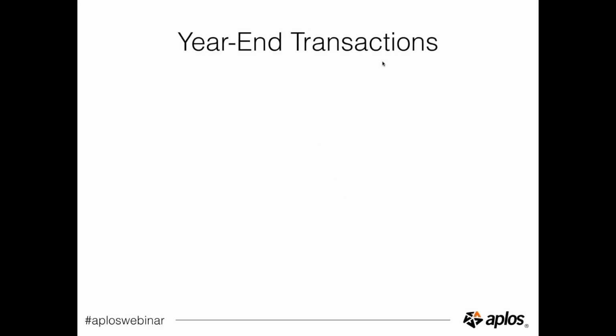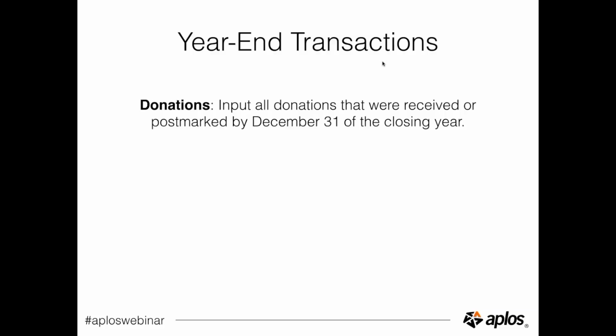All right, so year-end transactions. This is where the fun accounting stuff comes in. Donations: input all donations that were received or postmarked by December 31st of the closing year. Most likely you're doing this through the end of the year, but also in January. You have until January 31st to issue the contribution statements, so you've got a little window of time to catch up from the closing of the year. But anything postmarked or given to you before December 31st is considered 2016 income.